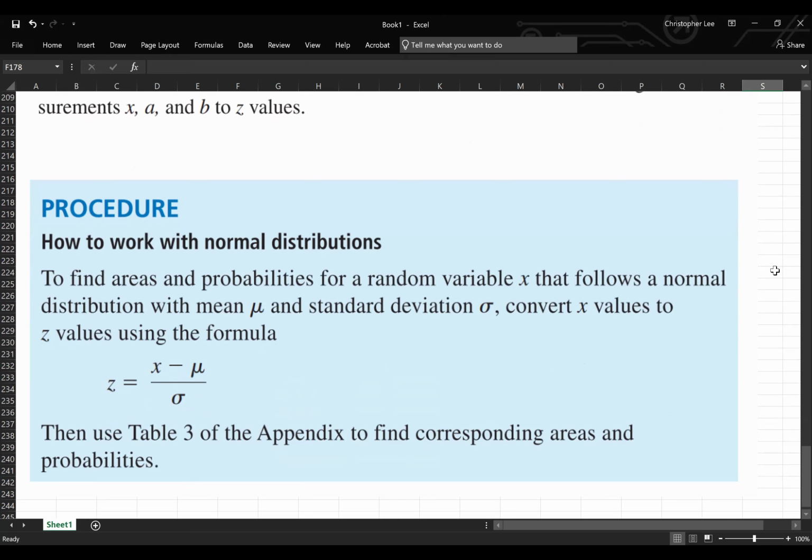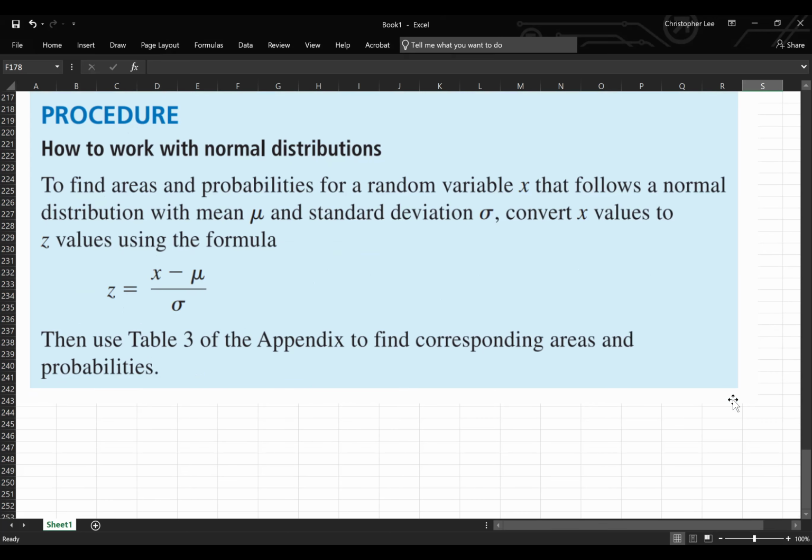Then use table 3-2 of the appendix to find the corresponding area and probabilities. Simple, all right?